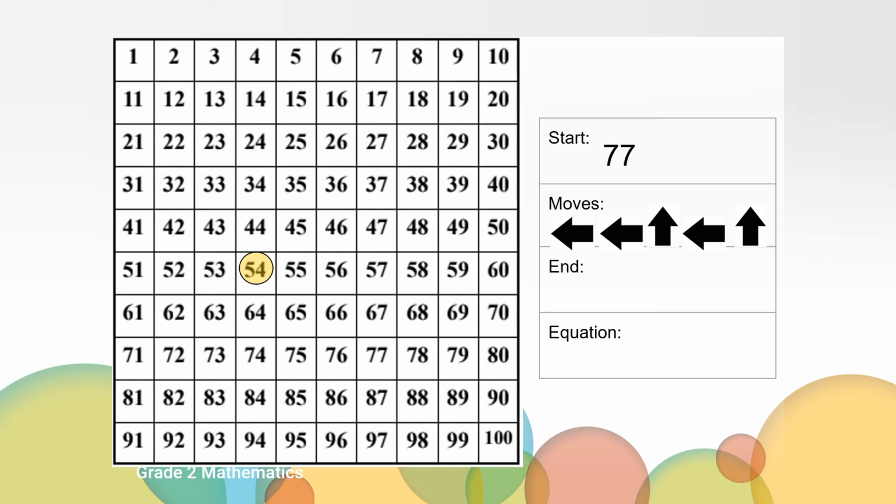What equation would match what we just did? Maybe you thought about subtracting each arrow. 77 minus 1, minus 1, minus 10, minus 1, minus 10. Or maybe you thought about subtracting the value of all the jumps we made on the hundreds chart at once. 77 minus 23.